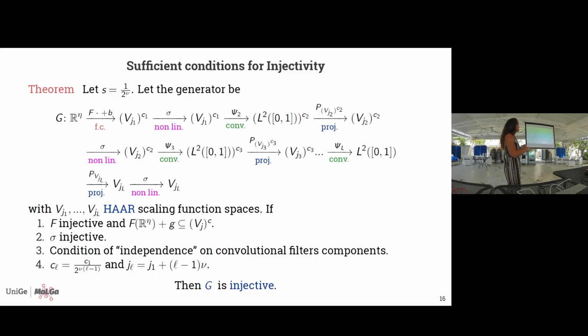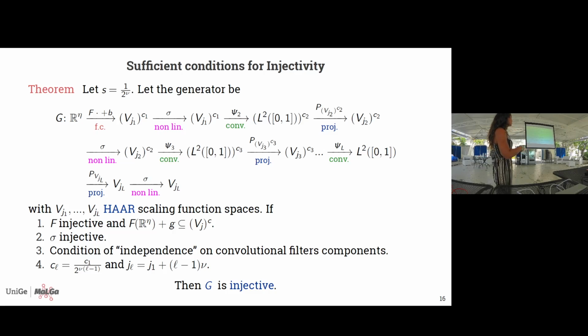And we can do this because we choose as scaling spaces particular spaces of a particular wavelet function, that is the R function. It's a very simple function. And with these 4 conditions, we obtain the injectivity of the whole generator G.